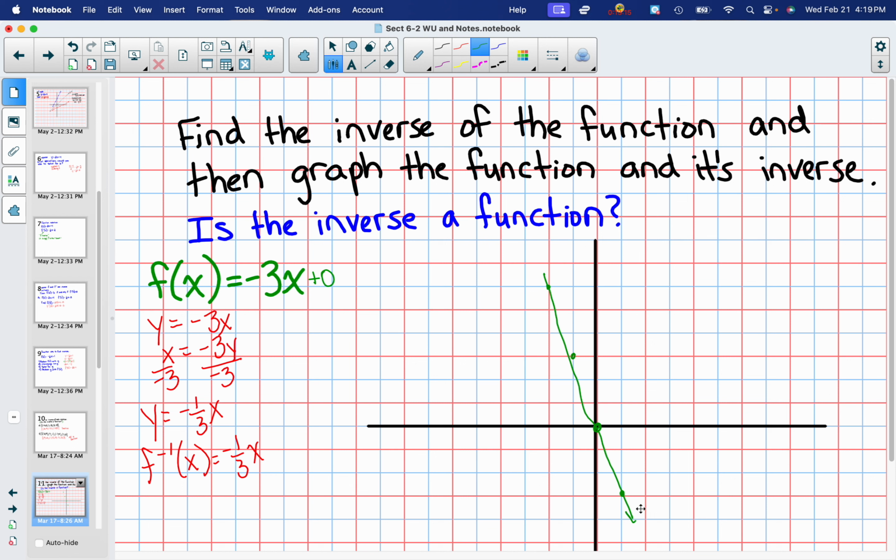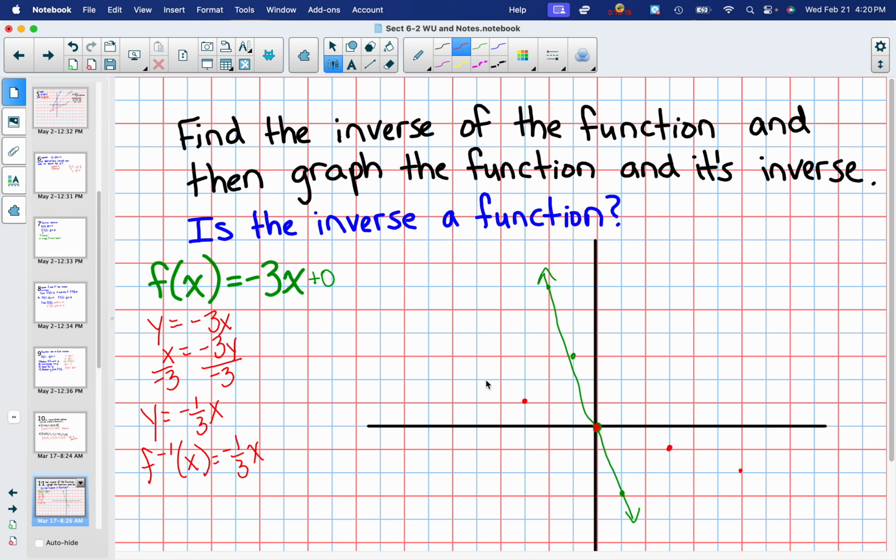Okay, that's not a very good line. Should have got a line tool out. And for our other one, also (0, 0), and the slope is negative 1/3, so down 1 over 3, or we could go up 1 to the left 3.